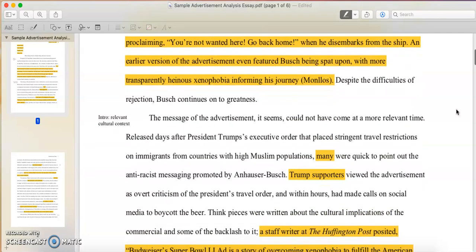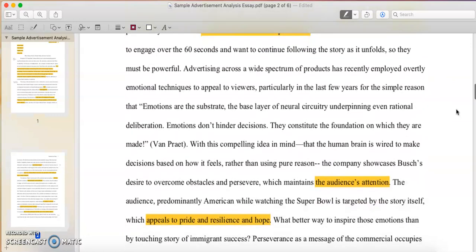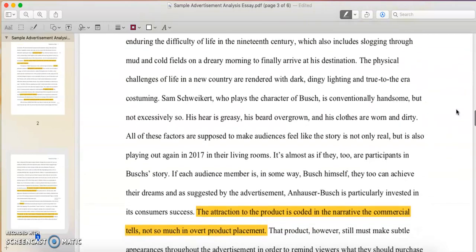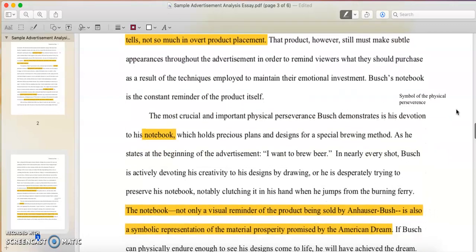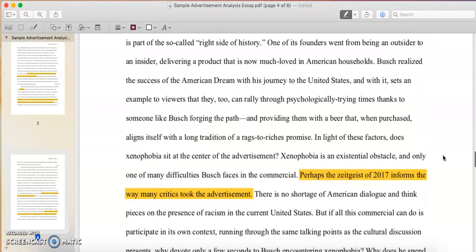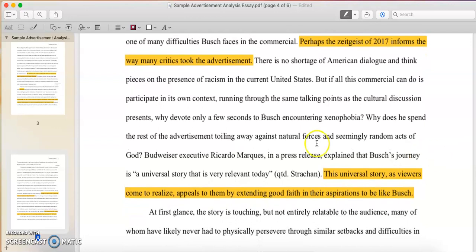It's okay. Another thing that I wanted to point out, follow-up for integrated quotations. Let me find a good integrated quotation here. Here we go. Budweiser executive Ricardo Marques in a press release explained that Bush's journey is a, quote, here's my integrated quotation, a universal story that is very relevant today. Okay. So I have to do something with this.